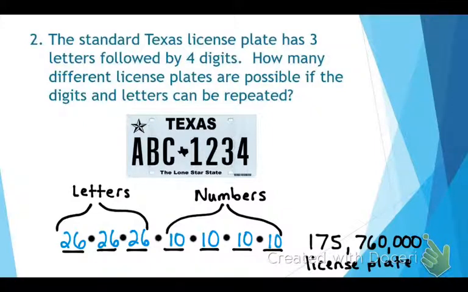Read me the answer. 175,760,000 license plates. All right, we got to work on our number reading skills.